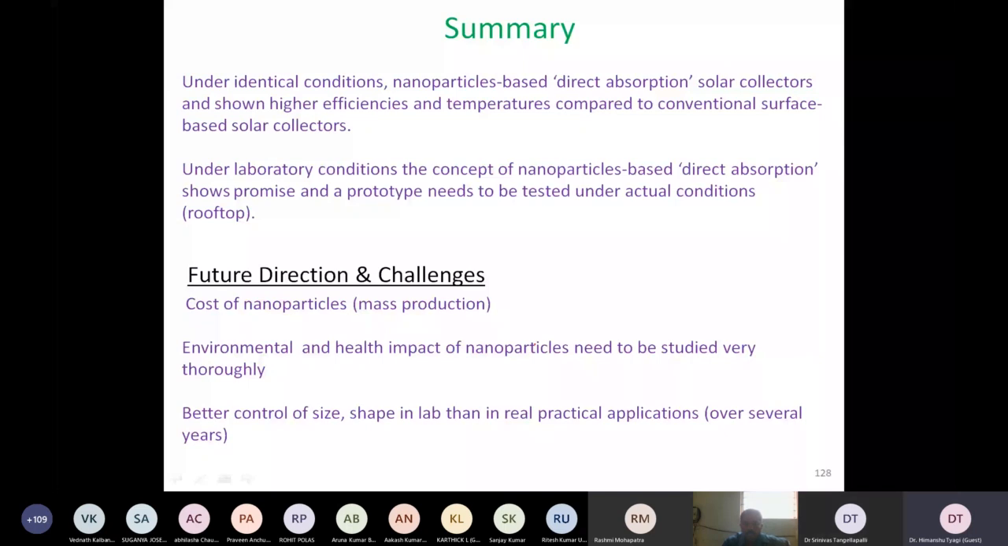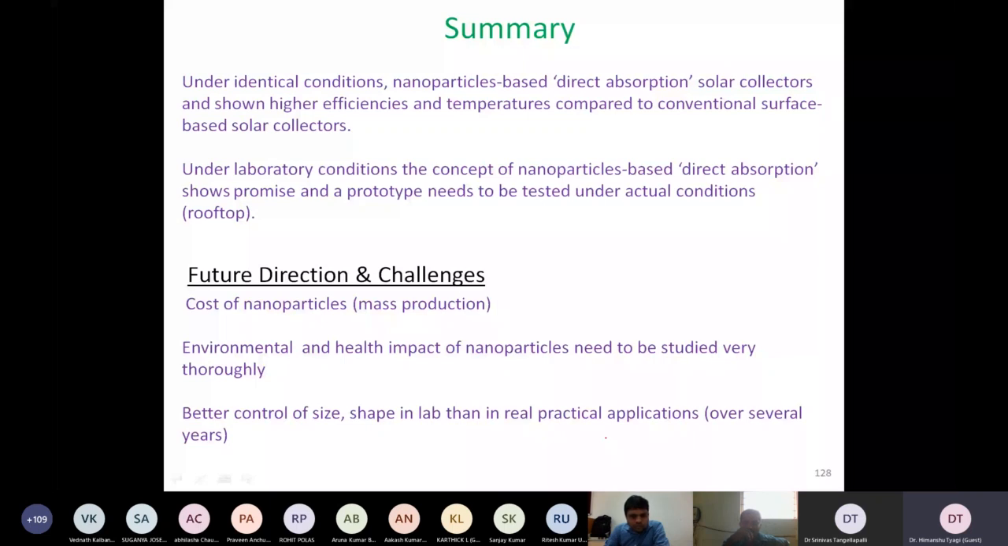But as one gentleman also asked, there are certain challenges also. One is the cost of nanoparticles, then there are studies that even environmental and health impact need to be studied, and there could be some issues with practical applications where the particles may coagulate together and then sink. These are some challenges we are still facing in our lab. So it is not near the commercialization stage right now. It needs more work. We are not disheartened. We are continuing to work on that.